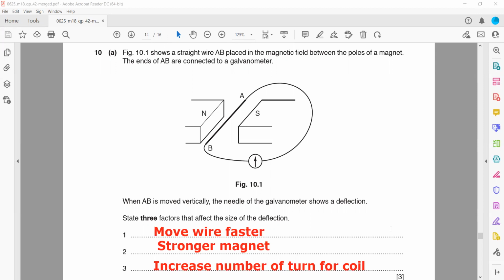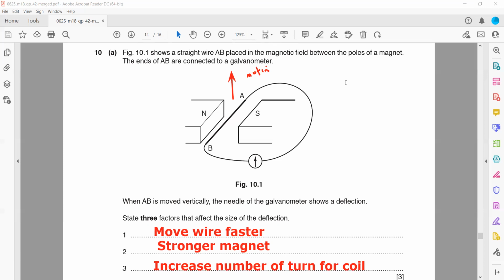And how do we find the direction? Like if they say the wire is moved upward. If we are moving the wire upward, that's the motion of the wire. And the question is, state the direction of induced EMF. So how will you work out the direction of induced EMF?